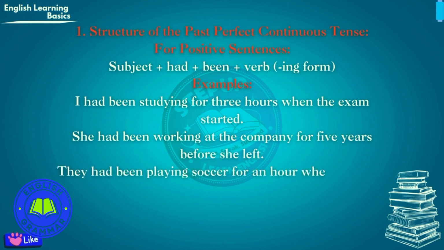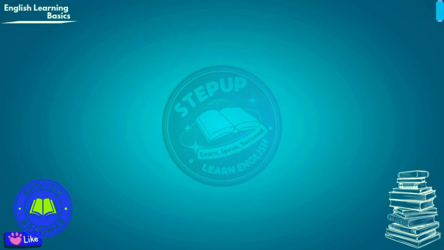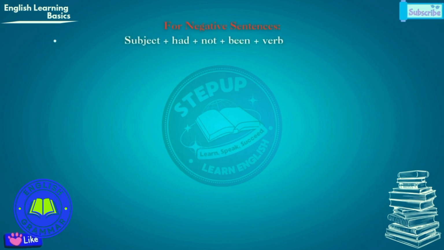They had been playing soccer for an hour when it started raining. He had been waiting for the bus for 30 minutes before it arrived. For negative sentences: subject plus had plus not plus been plus verb, ing form.